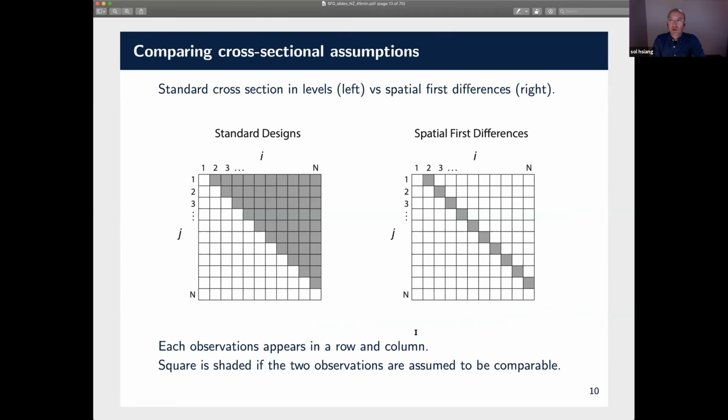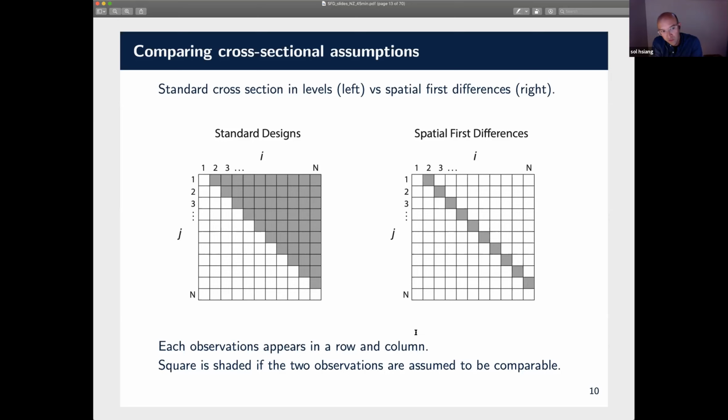So to visualize what this assumption is doing, we designed this diagram, this visualization, where you take all your observations in your sample, and they're all going across the top, and they're all going across the vertical axis on this grid. And so each cell represents some comparison between two different observations in your sample. In the standard design, what we're doing is we're making assumptions about comparability or conditional independence between all pairs of observations that we've colored gray. Okay, so in the standard design, we're essentially saying observation 1 is comparable to observation 2, 3, and so on.